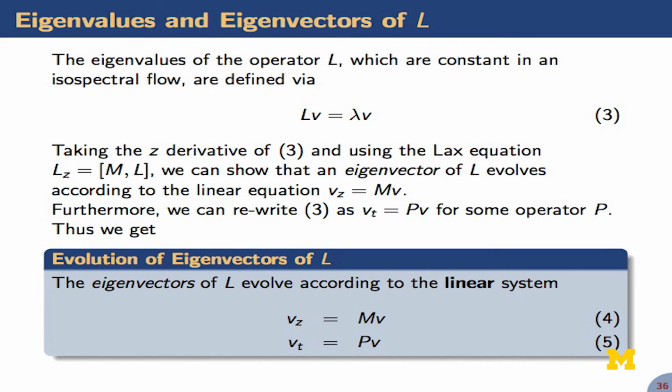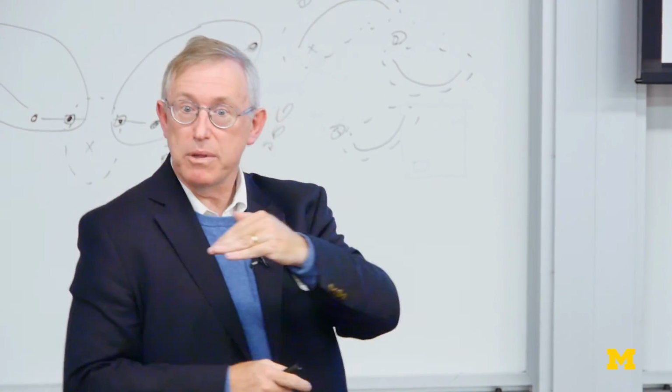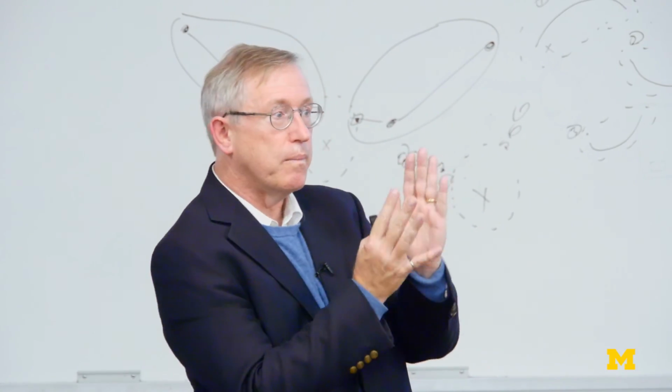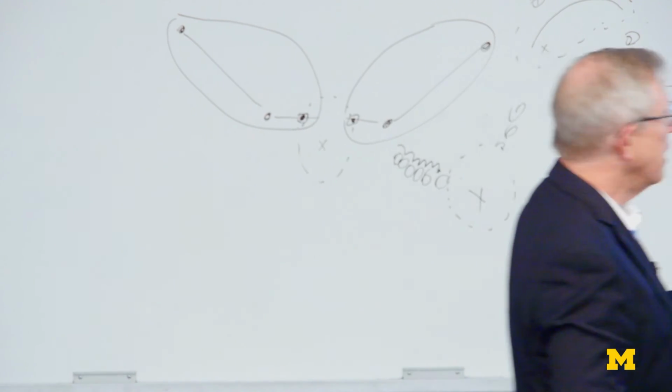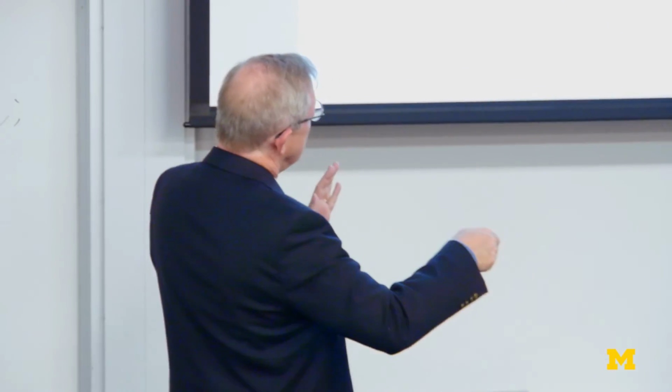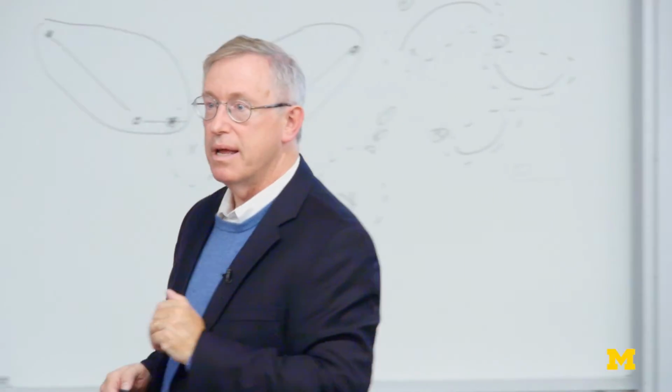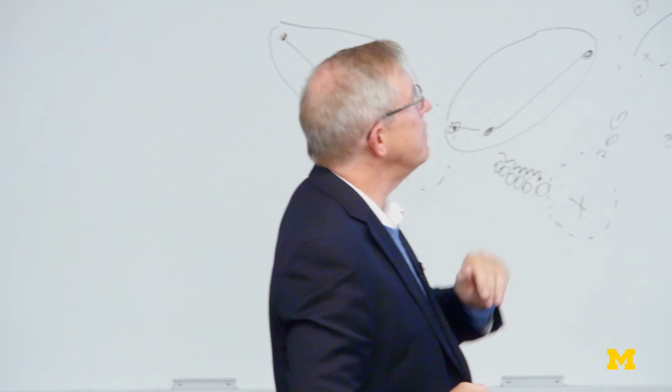It turns out that hidden in this are these eigenvectors, right? The similarity transformation. It turns out that if we have this isospectral flow, the eigenvectors evolve separately in the time dimension and in the space dimension. They become wonderfully separated. Okay, so we actually have a coupled system of linear differential equations that describe the evolution of the eigenvectors.